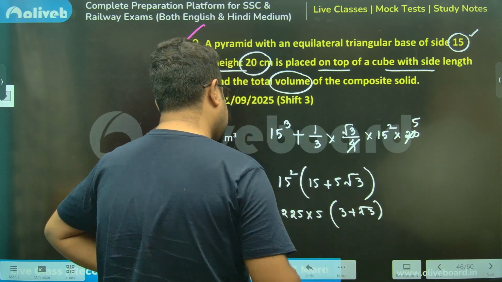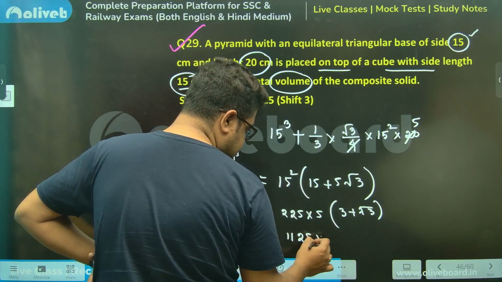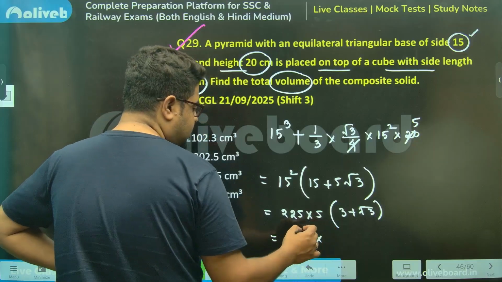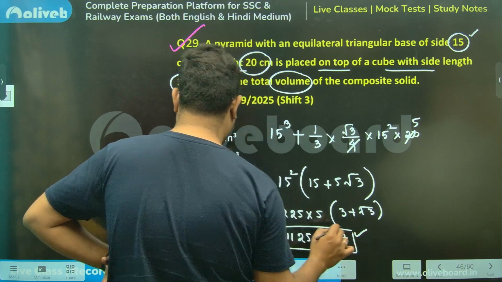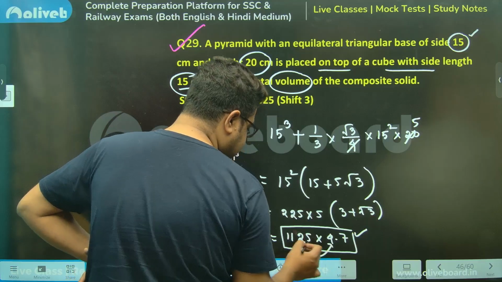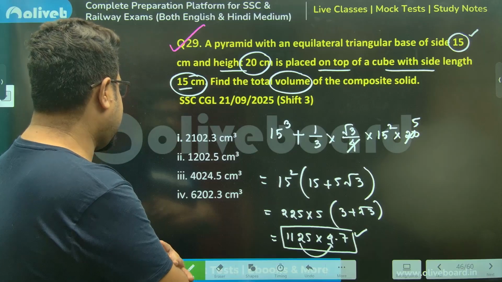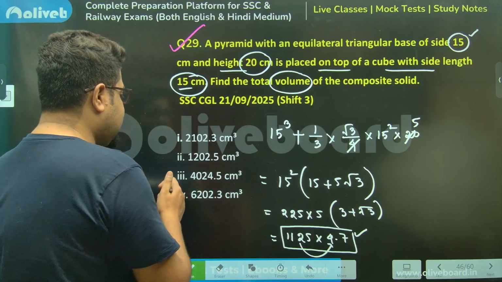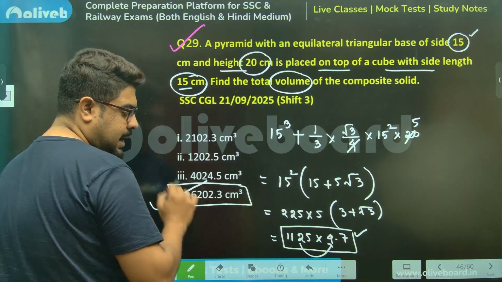So this is 1125, I guess, right, into 3 plus √3, meaning 4.732. I'm taking 4.7 only because the options are very far apart. 1125 into almost 5. So there is only one option which is coming even close to that. That has to be the answer.